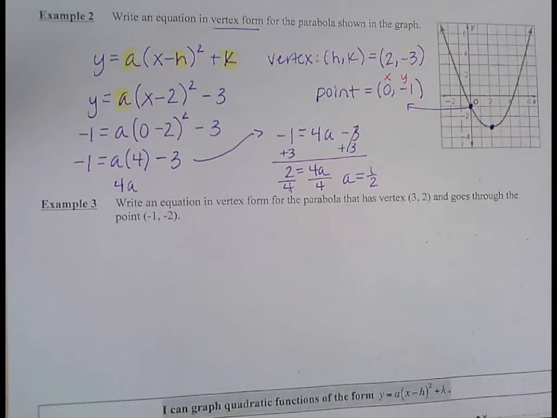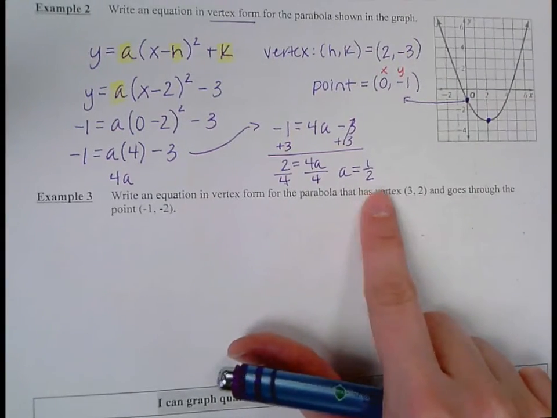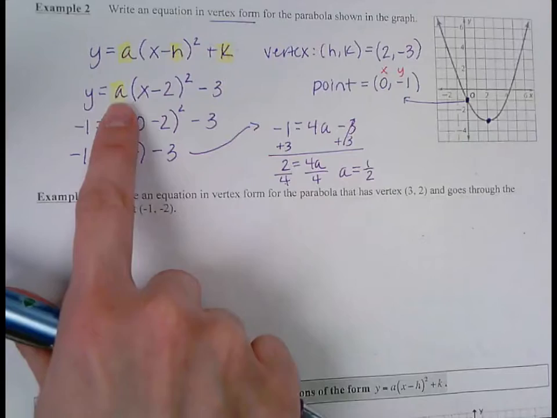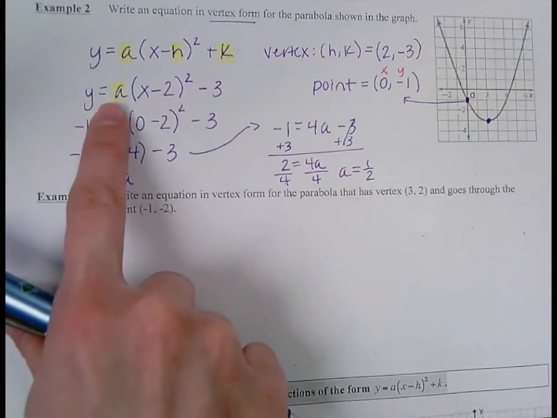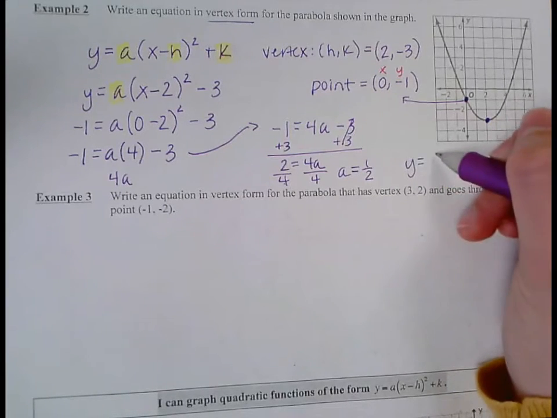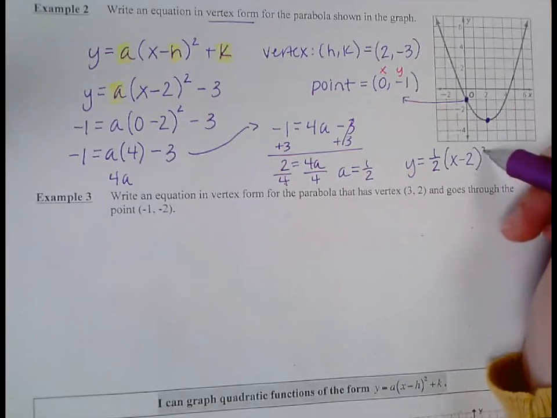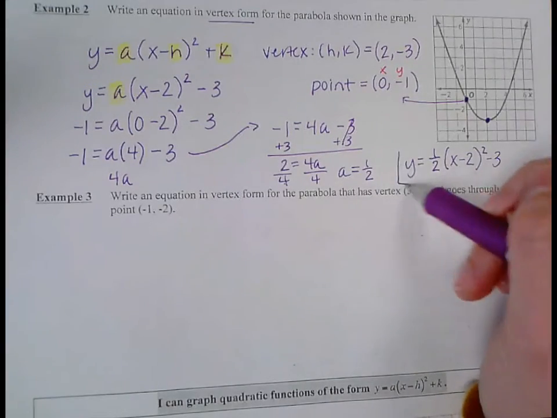If you had 0.5, that's fine. And once you have your A, you then just go back to your formula where you plugged in H and K and then replace the A with 1/2. So the equation is y equals 1/2 times the quantity x minus 2 squared minus 3.